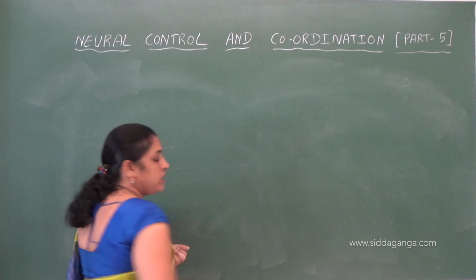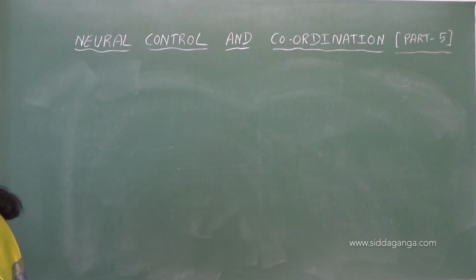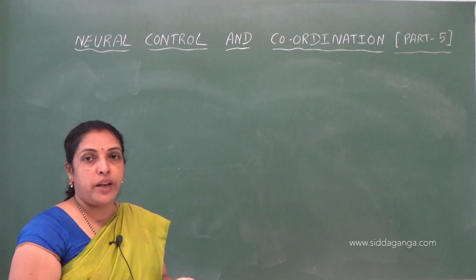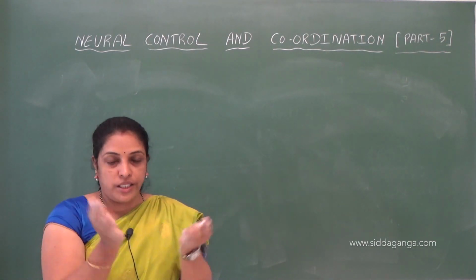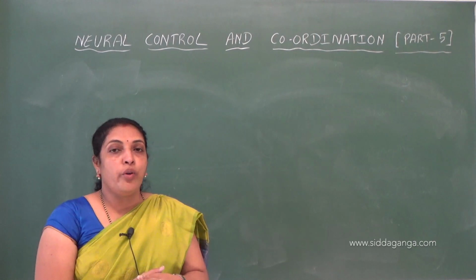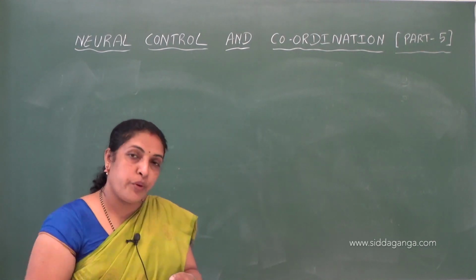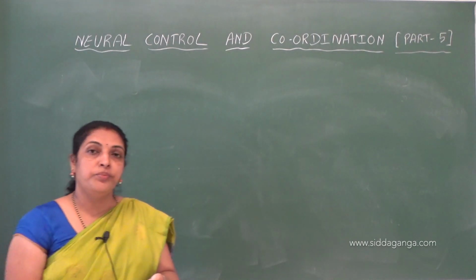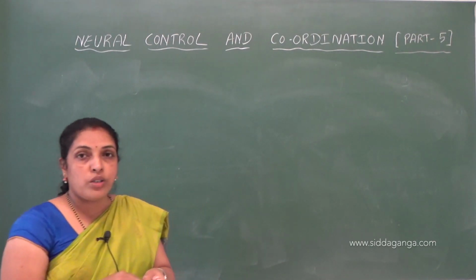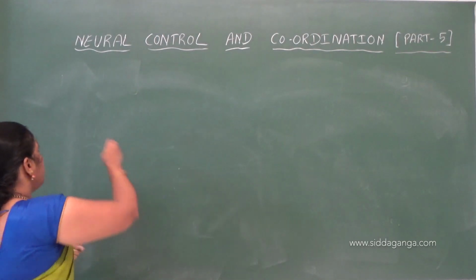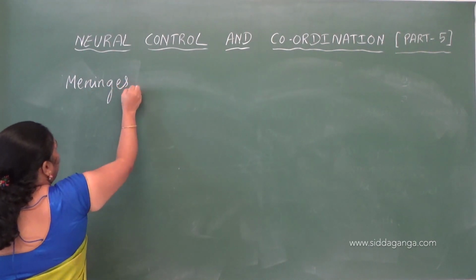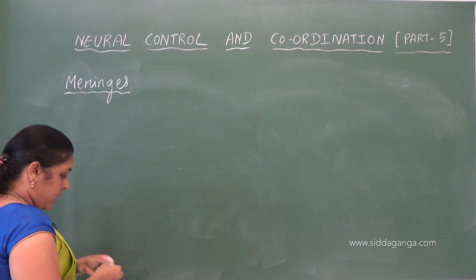Then we will discuss meninges. We know that the central nervous system consists of the brain and spinal cord. The brain is protected in the brain box called the cranium. The spinal cord is protected in the vertebral column. The brain and spinal cord are also protected by meninges. Meninges are nothing but a protective cover.